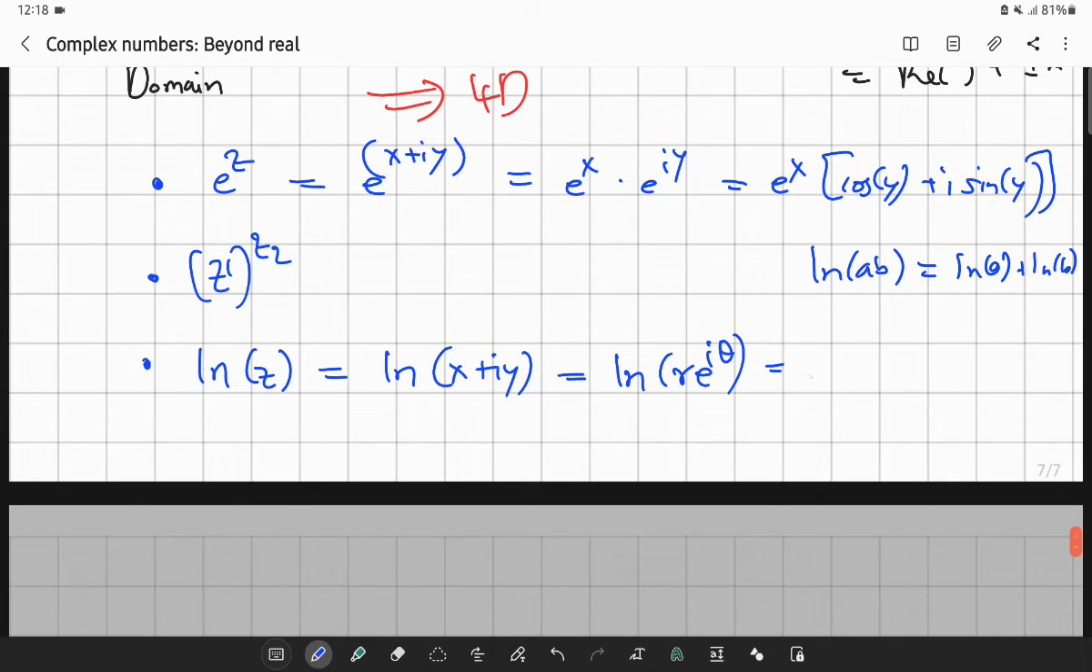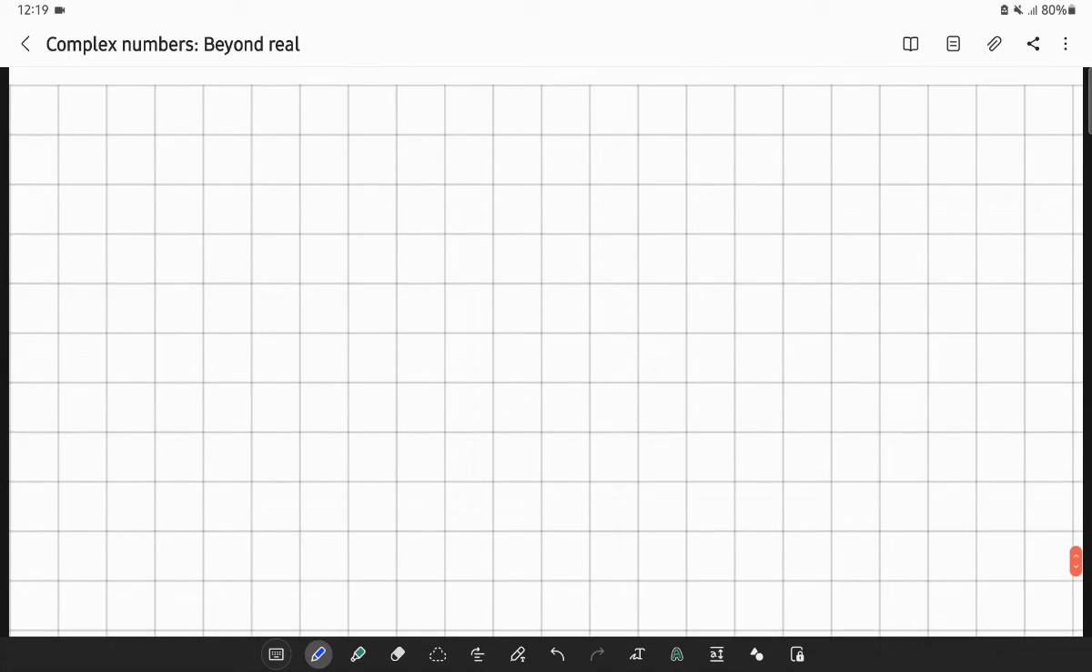Okay, so using this I have ln of r e raised to i theta, this is equal to ln r plus ln of e raised to i theta. But what is ln of e raised to something? Ln of e raised to something is something itself. Ln of e raised to x is x. So I'll have ln z equals ln r plus i theta. Now here comes the catch. Theta, what is theta? The values of theta, what are they? In polar coordinates we said theta was between 0 and 2 pi.